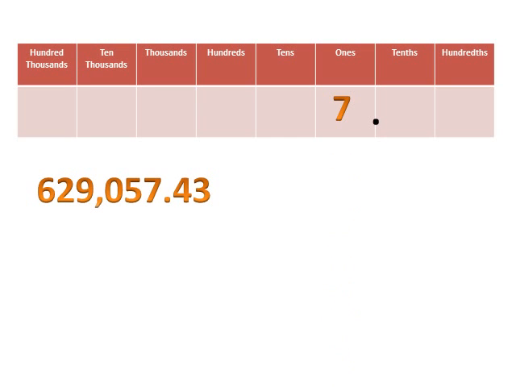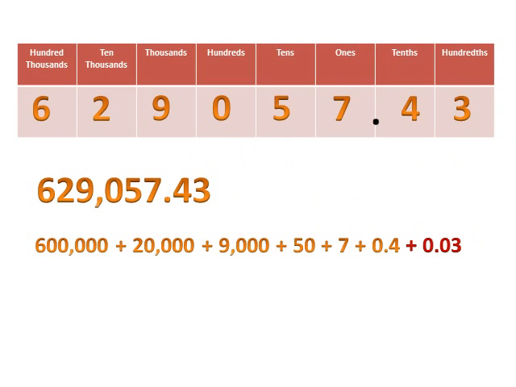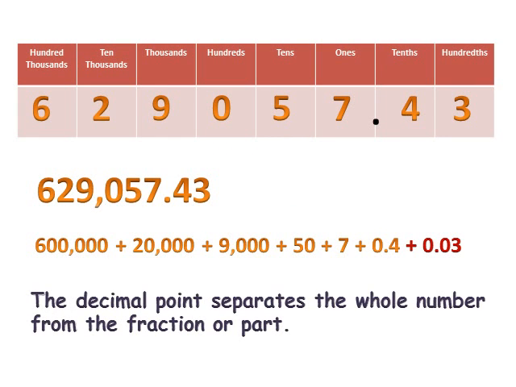Okay, so to the left of the decimal point we have the ones place, the tenths place, the hundreds place, the thousands place, the 10,000s place, and the 100,000s place. Now, to the right of the decimal point, we start writing the tenths place, which is 4, and then the hundredths place. Okay, so we read this one as 629,057 and 43 hundredths. Okay, and that would be the expanded form. The decimal point separates the whole number from the decimal.